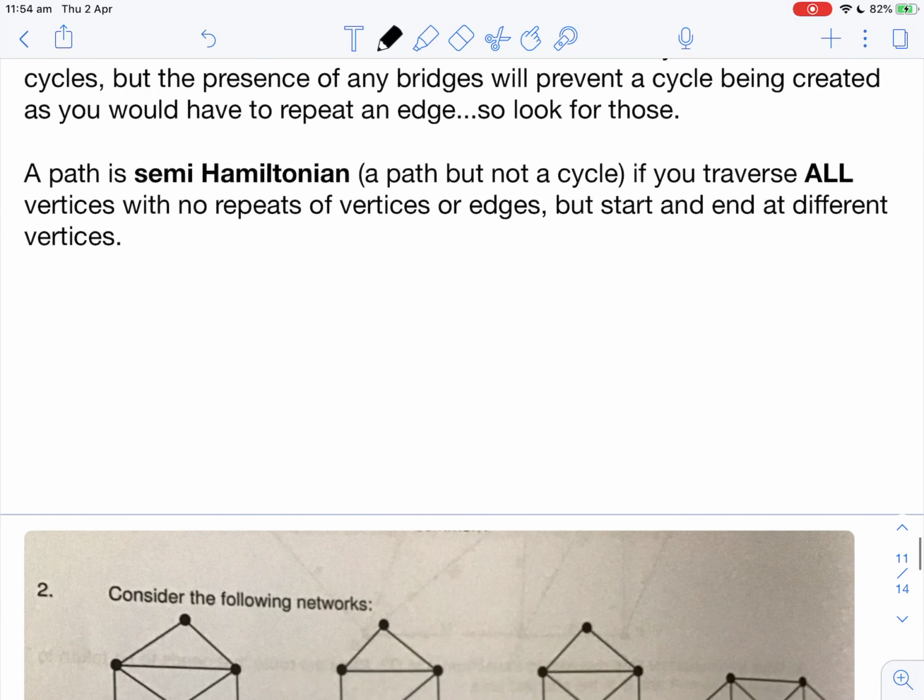will clue you in. Now again, we can also have a semi-Hamiltonian, so that would mean that I'm doing a path but not a cycle. So I'm starting at one vertex, ending at a different vertex. And again, I cannot repeat any vertices or any edges. If an exam question asks you for a Hamiltonian cycle, then make sure that you don't just assume it can be semi, unless they've specifically used the word path and not cycle. If they've asked for it to be Hamiltonian, it must be fully Hamiltonian. So generally, if they ask for Hamiltonian, assume it's a fully Hamiltonian that they're looking for.